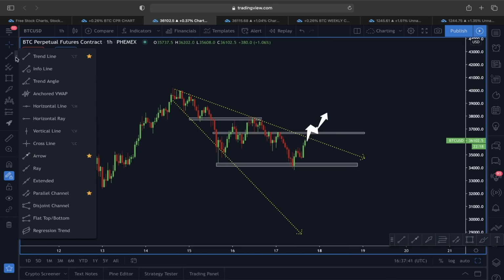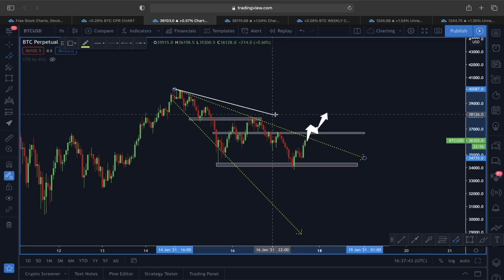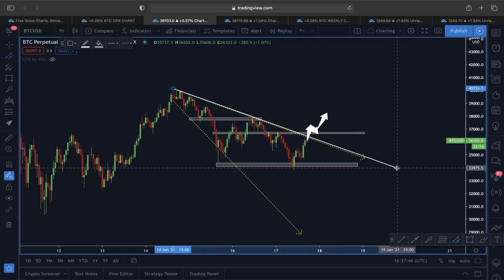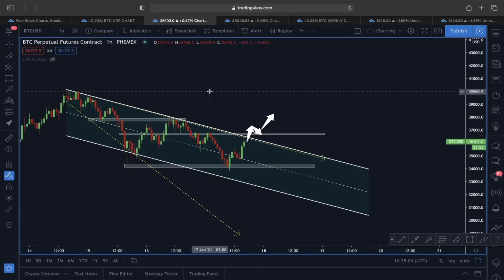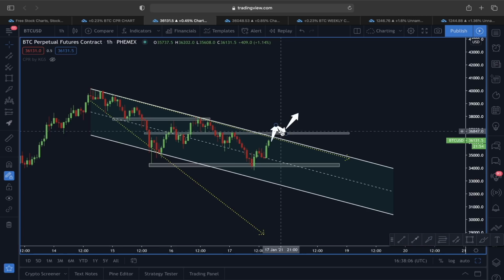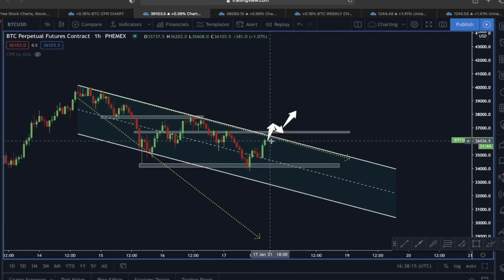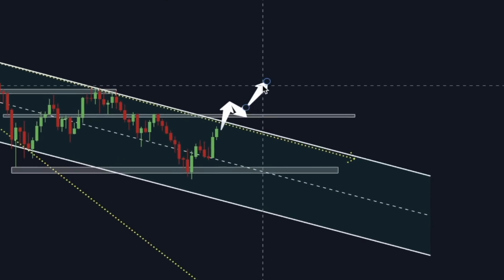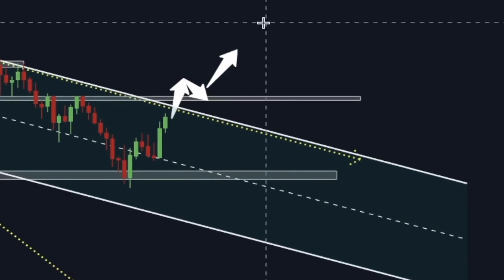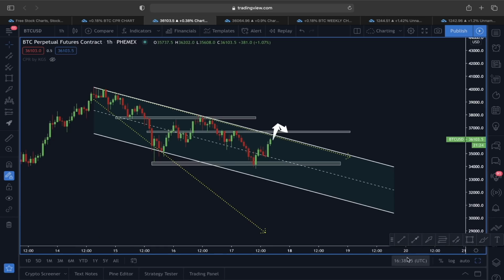But what you can also do is add this parallel channel here, just to give you a proper example of what I'm trying to show you. So if we look at this parallel channel, you can also see that breaking the upper line will not only break the upper line of this descending broadening wedge, but also this descending channel. So we are going to find some strong resistance around this price level of 36,000. But if we are able to break and also find support over this 36,500, then this trend could be moving in an upper direction, guys. But there will be some rejection and also pullback before moving in this manner, right?